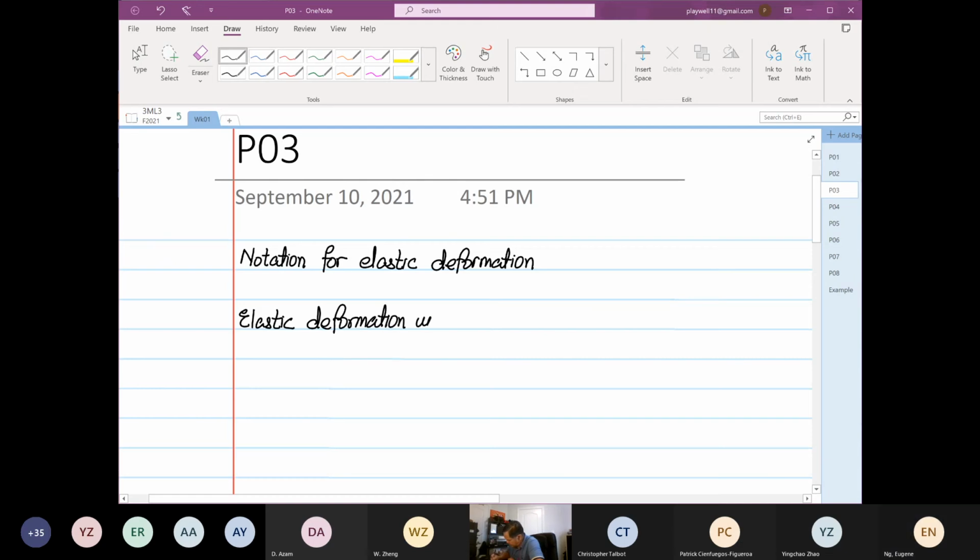under tensile loading or under axial loading has two modes. And they are known as tensile or compression.